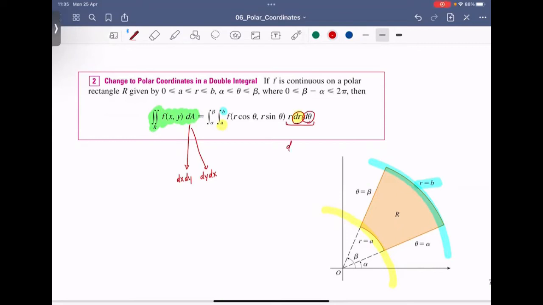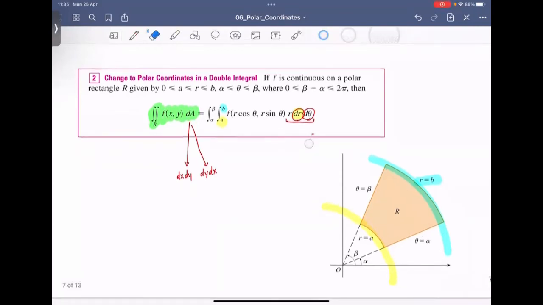You cannot do d theta dr. No, not possible. You're going to do dr d theta always. So r is going to be the inner integral, and r goes from the bottom curve to the top curve. What about the extra r here? This is the term that you have to add because of the chain rule. It is a theorem that you have to put r inside here. This actually came from the proof.